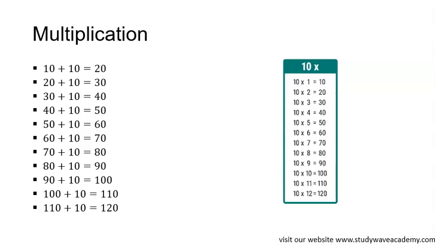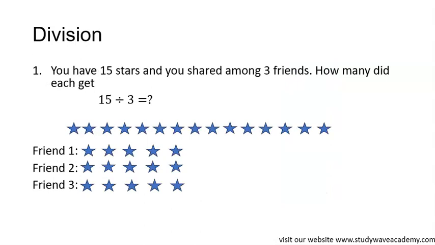Okay. So now let's look at division. One question we have in division: you have 15 stars and you shared them among 3 friends. How many did each get? So you have 15 stars. These are your stars. And you shared those stars among 3 of your friends. So how many did each of your friends get? So 15 divided by 3.